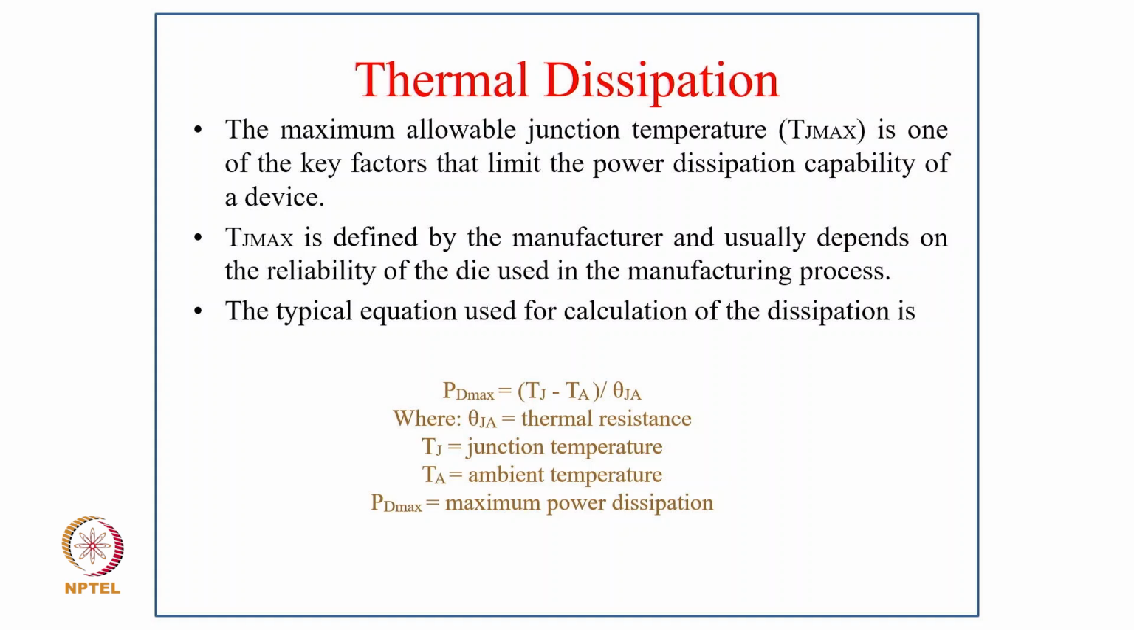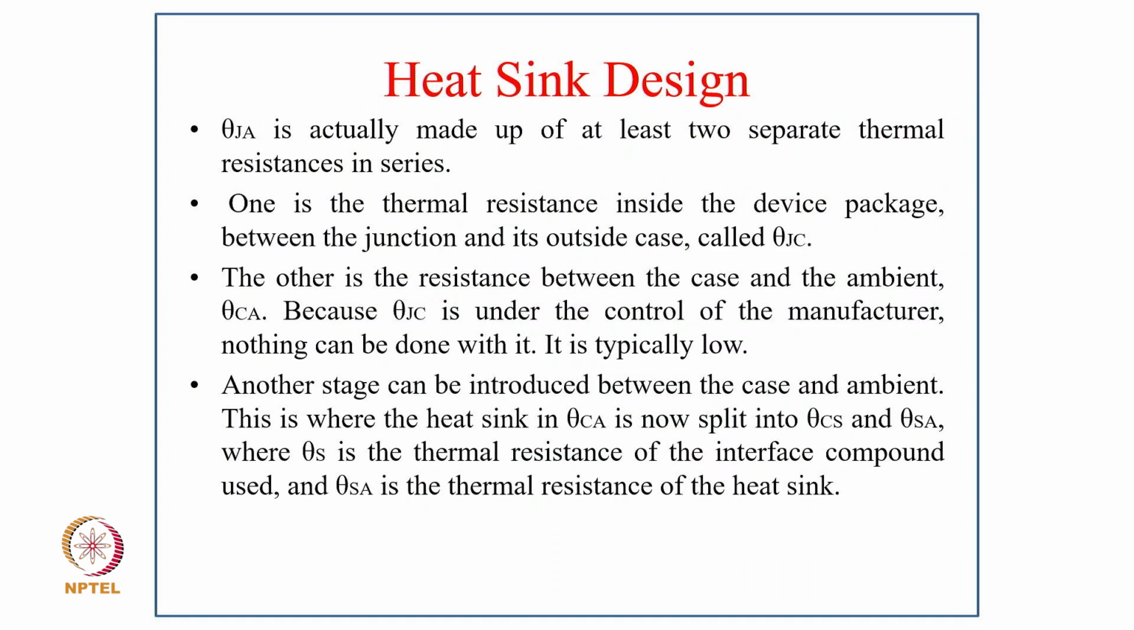So the typical equation used for calculation of power dissipation is PD max equal to (Tj minus Ta) divided by theta J, where theta J is the thermal resistance, Tj is the junction temperature, Ta is the ambient temperature, and PD max is the maximum power dissipation possible by the system.